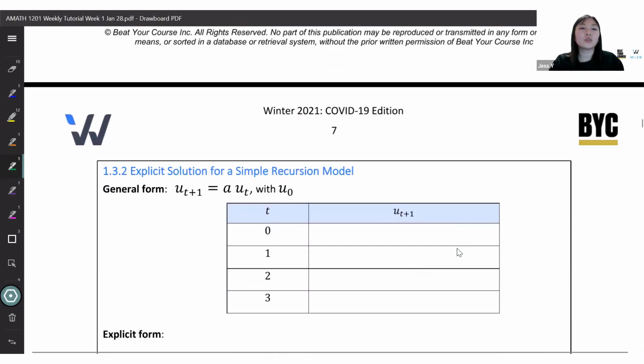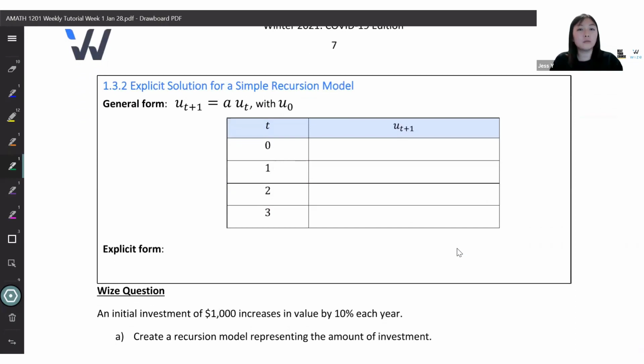Then I'm going to come back and show you how to find the explicit solution, which is the useful solution, for both the simple recursion model and the complex recursion model.